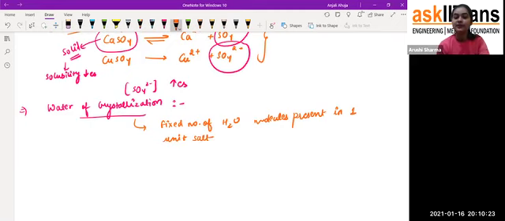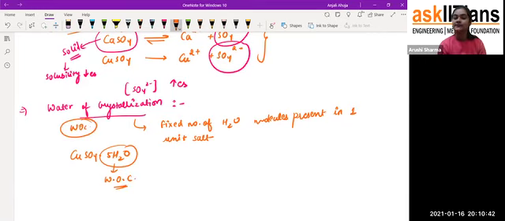For example, if I talk about copper sulfate, it is CuSO4.5H2O. That means CuSO4 has 5 molecules of H2O, and this 5H2O is called the water of crystallization, WOC, the water of crystallization of copper sulfate. And due to the presence of this water, there is a color in the copper sulfate, which is blue. But if this water content has evaporated, the color is going to change.